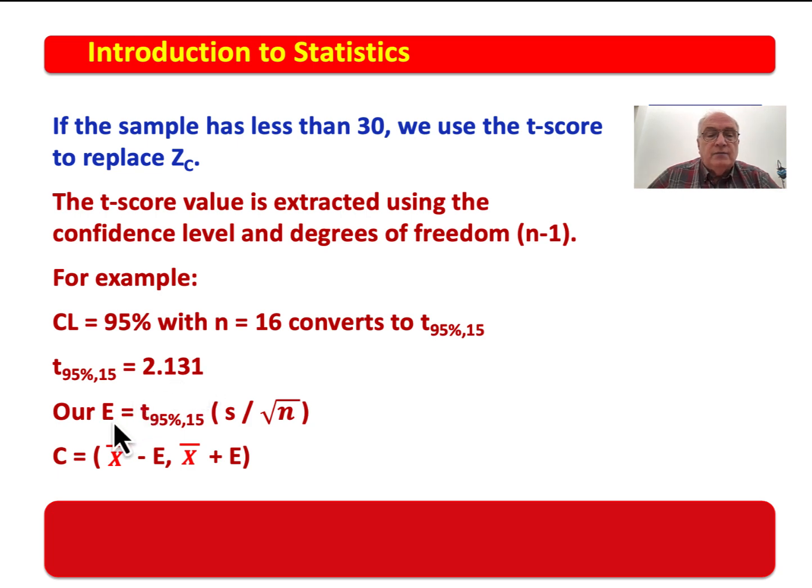In order to calculate effect size, we put the t-score in place of z confidence. We use the t-score and multiply it by s over the square root of n, and it's s over the square root of n because we're using the x bar distribution. And our confidence level becomes x bar minus e and x bar plus e.